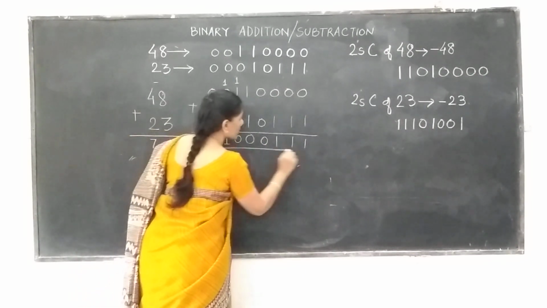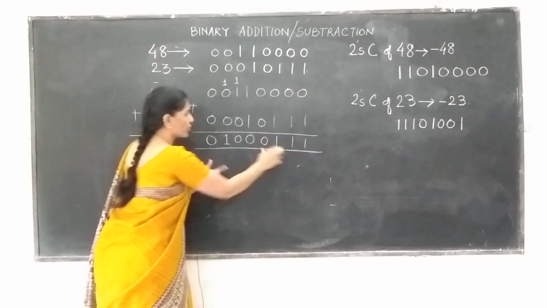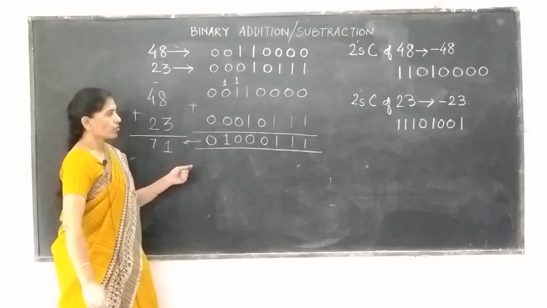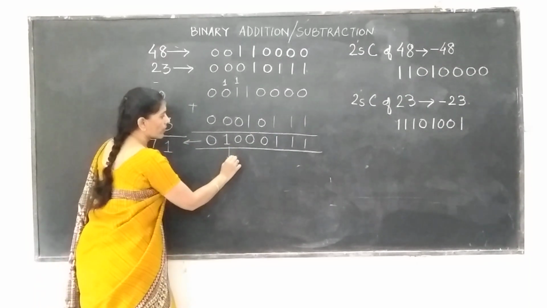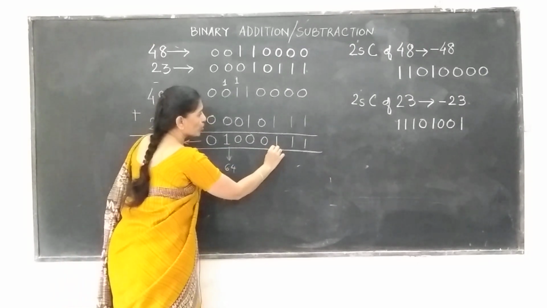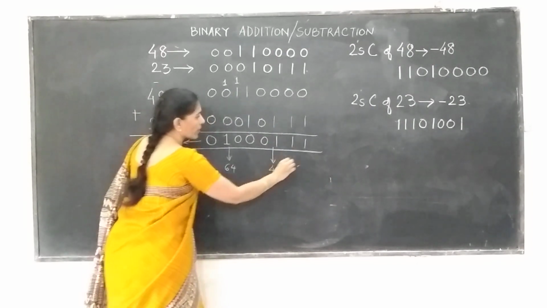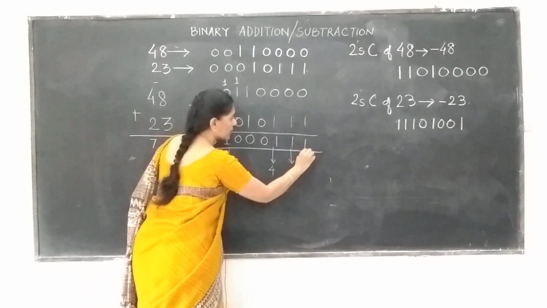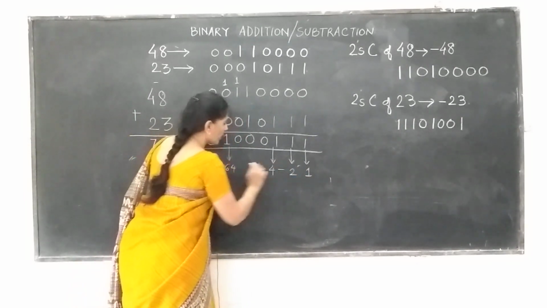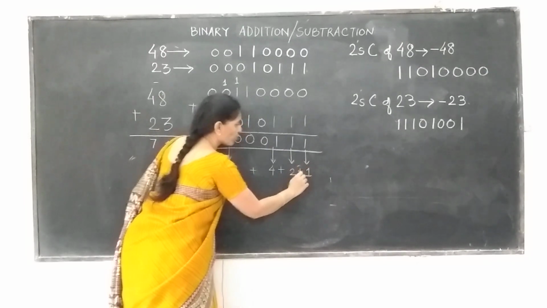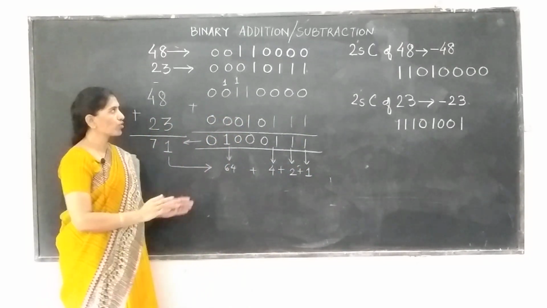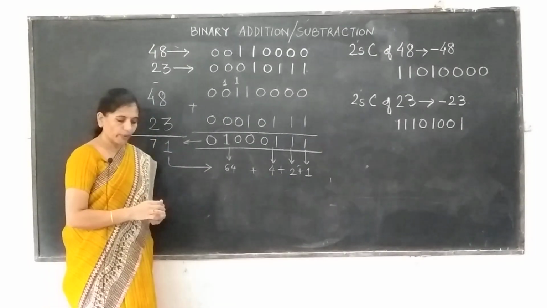So if we convert this binary representation into decimal equivalent, what we get is 71. So this one is at a position of 64, this one is at a position of 4, this is at 2 and this is at a 1. So 64 plus 4 plus 2 plus 1, which is equal to 71. So a simple binary addition of plus 48 and 23.